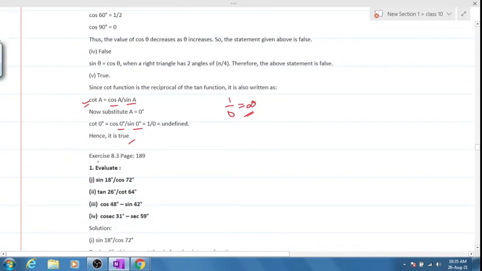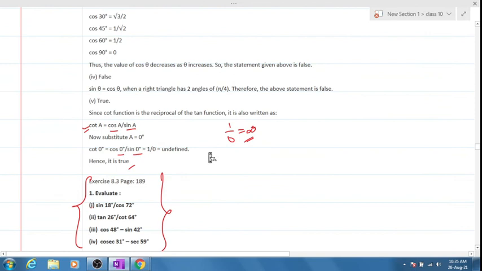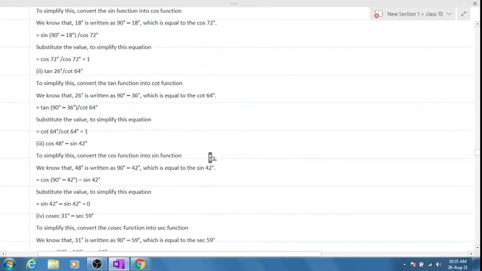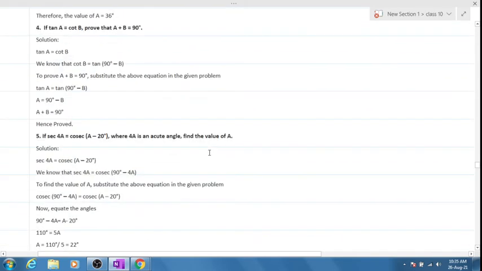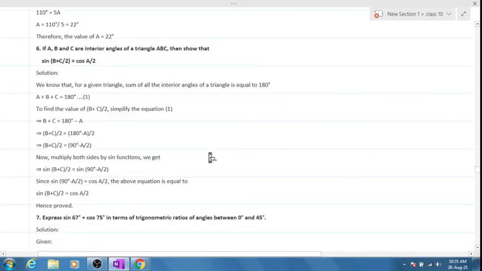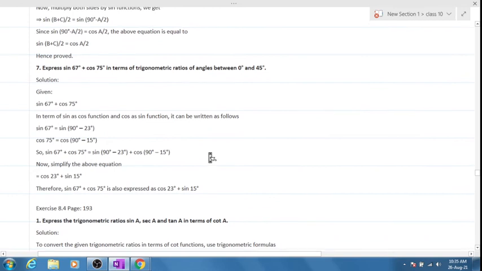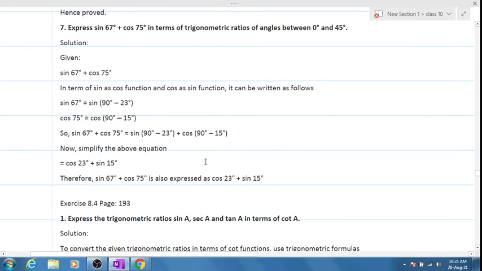Now, I'd like to tell you one thing: this exercise, complementary angles, has been removed from the syllabus. Is it clear? Exercise 8.3 has been removed from the syllabus. I am giving you some other questions. Just give me one moment. We'll start off with exercise 8.4. Clear?